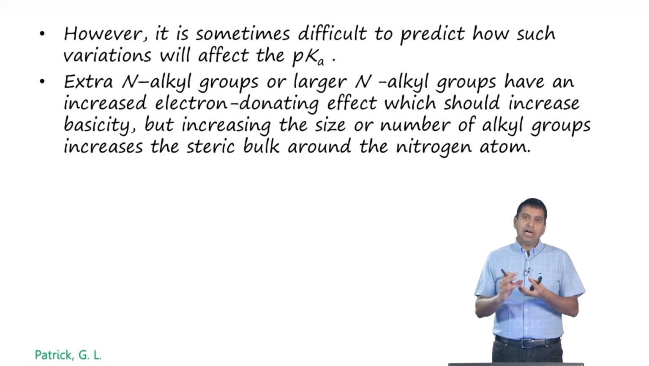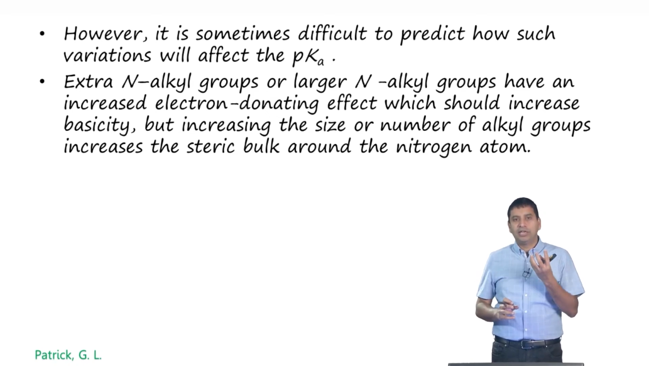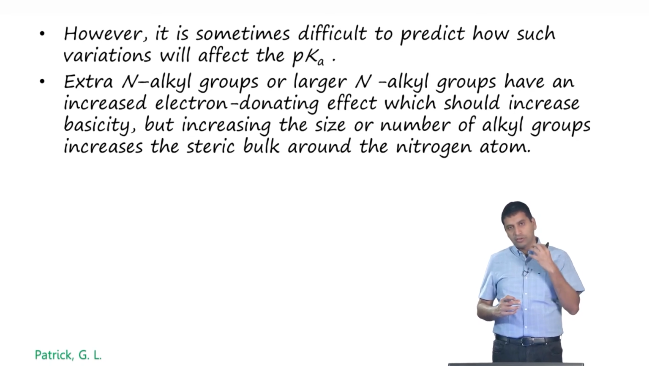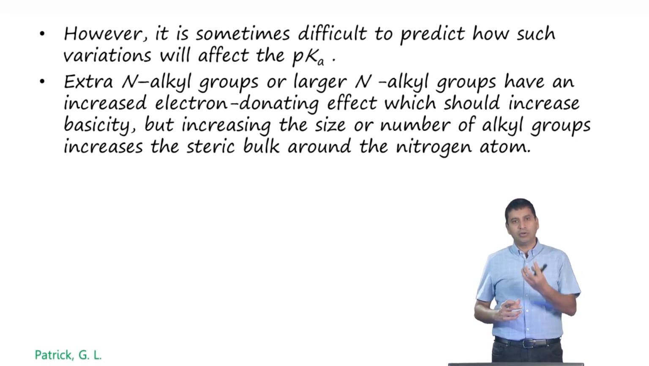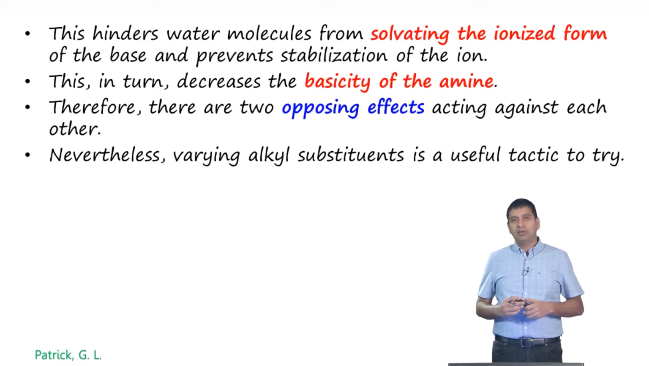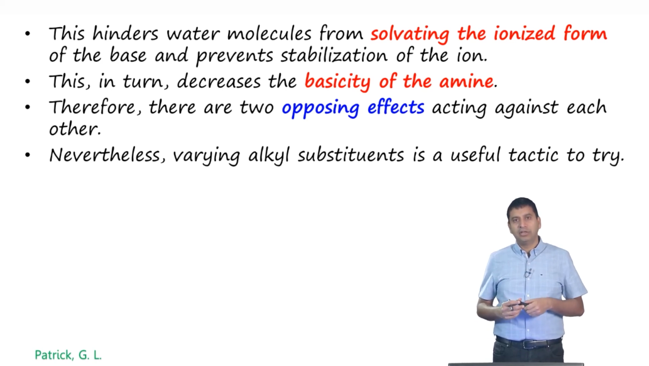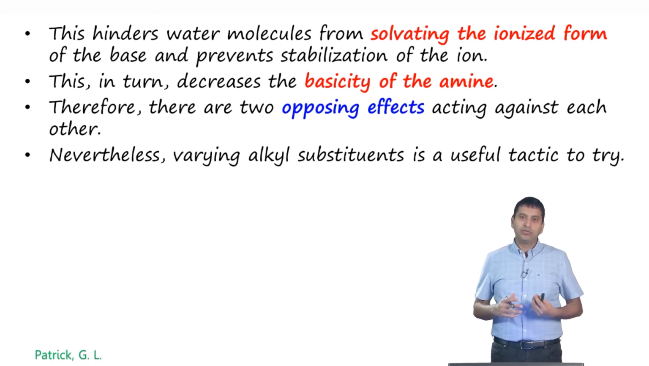So, for example, when you add an extra methyl group or an alkyl group to an amine, because of the electron donating effect of the alkyl group, the basicity will increase, but you are also increasing the steric bulk around the nitrogen. Therefore, the ability of the lone pair to interact with a proton also goes down. So, this sometimes can have opposite effects, and therefore it makes it a little bit unpredictable as to what will happen. It will also hinder the water molecule from solvating the ionized form of the base, and it prevents stabilization of the ion, and this in turn decreases the basicity of the amine. Nevertheless, varying alkyl substituents is a useful tactic to try.